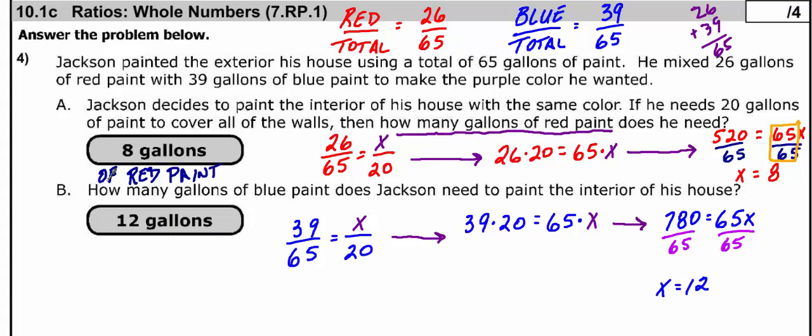Now, part B, how many gallons of blue paint does he need? Well, same idea. The original ratio, 39 to 65, equals X to 20. Cross multiply, 39 times 20, 65 times X. We get 780 equals 65X. Divide by 65. That is the coefficient. And we get 12. 12 gallons of blue paint.